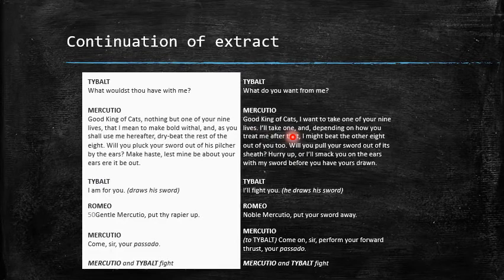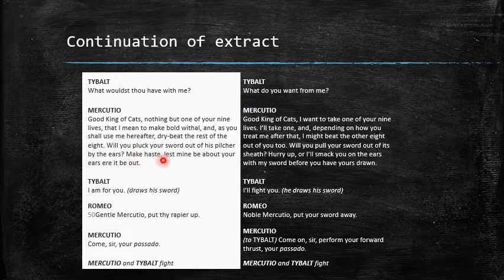"I'll take one," and he says, "depending on how you treat me after that, I might beat the other 8 out of you too." So basically, Mercutio is saying that he wants to kill Tybalt. Let's continue translating and comparing the text. "Will you pluck your sword out of his pulcher by the ears? Make haste, lest mine be about your ears ere it be out."